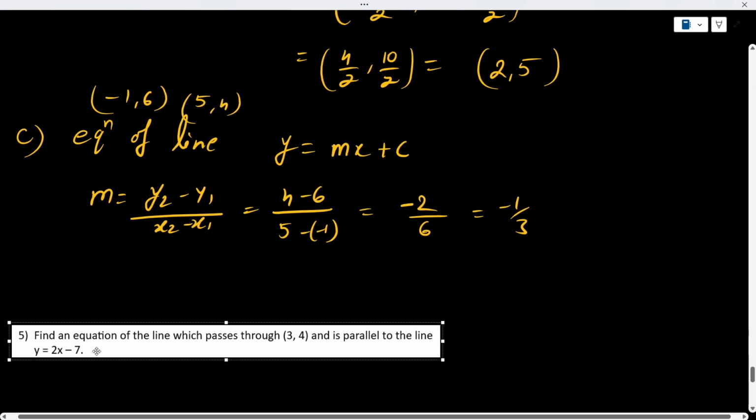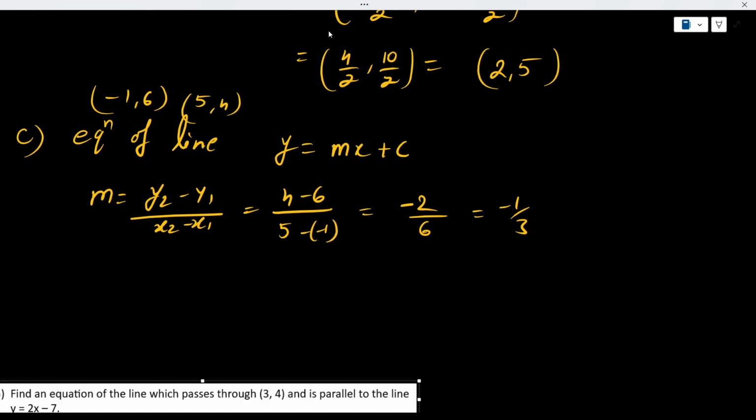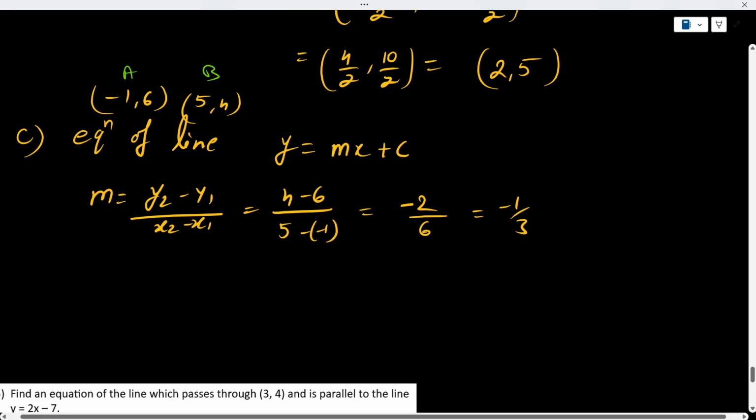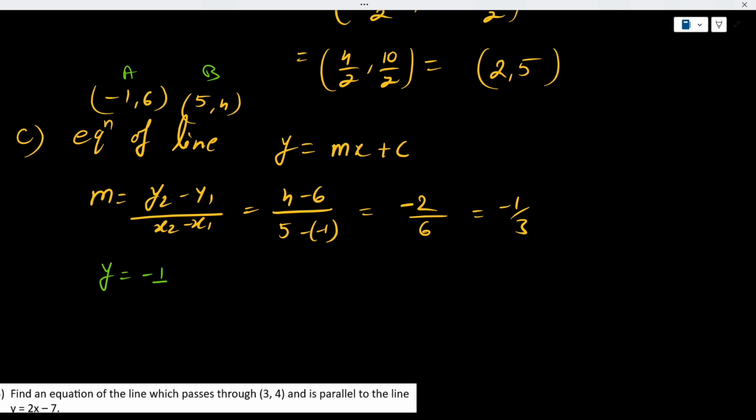I still have to get the value of c, so I can substitute any one point here, point A or point B values. If I am substituting here, first thing, y equals -1 by 3x plus c. Now what can I substitute in place of x here? -1 comma 6. So 6 is this value, equals to, you can write down here at x = -1, y coordinate is 6, minus 1 by 3 times -1, plus c.